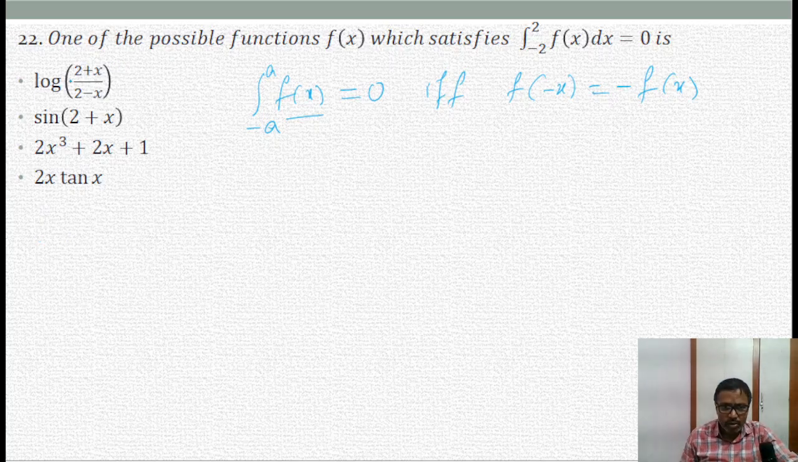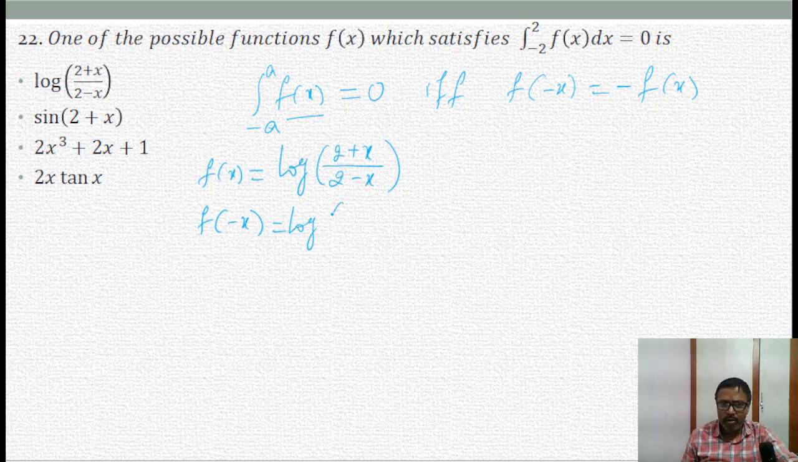Now let us go with the first option, second, third, fourth, everything, but we'll go with the first option first. Let us take the first option. f of x is equal to log of 2 plus x divided by 2 minus x. Now find out f of minus x. So replace wherever you have x by minus x. We are going to get log of 2 minus x in the numerator and 2 plus x in the denominator.